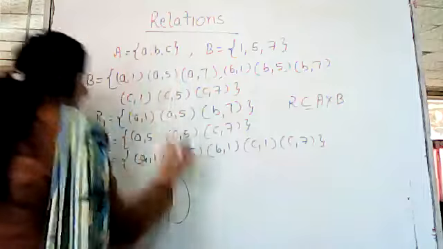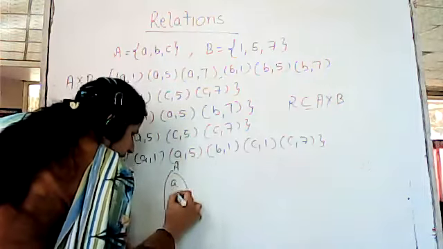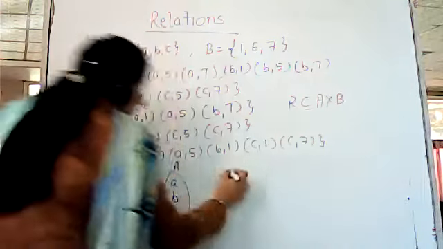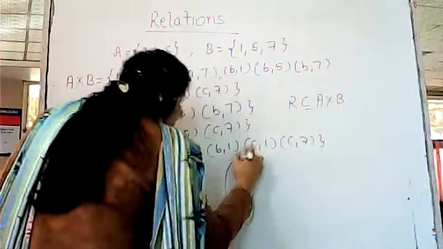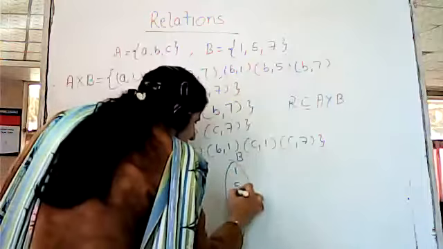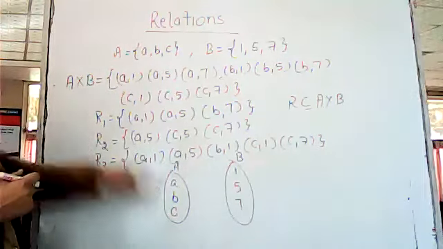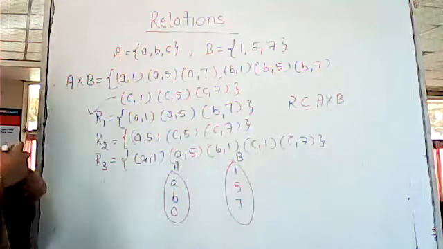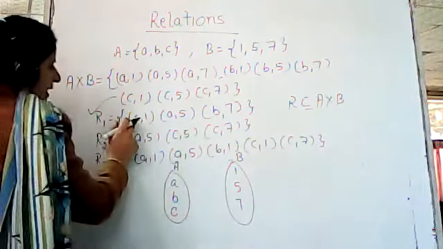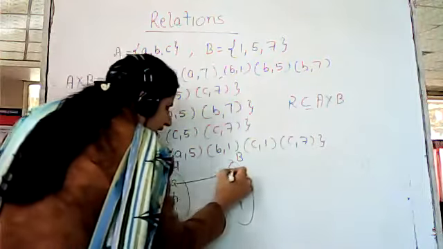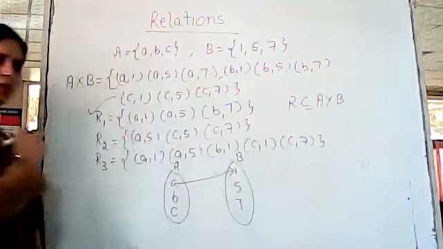What is the set A? Set A consists of three elements, that is A, B and C. What is the set B? It consists of three elements, that is 1, 5 and 7. Now firstly, I am going to draw this arrow diagram for relation R1. Now what is the R1 relation? A is related with 1. It means A is in relation with the element 1.